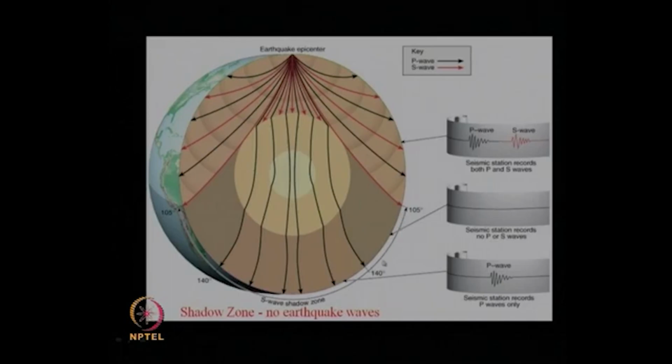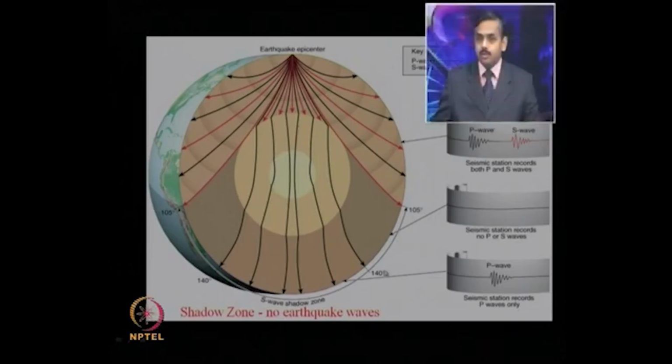So, for P wave we have seen the typical shadow zone about 103 to 143 degree, or 105 to 140 degree, typical ranges these are. Whereas, for S wave we have seen the entire shadow zone is this, from 103 or 105 degree to another side 103 or 105 degree, considering this as the 0 point.